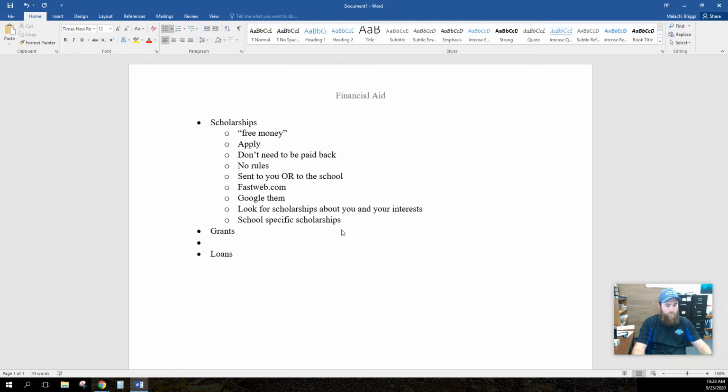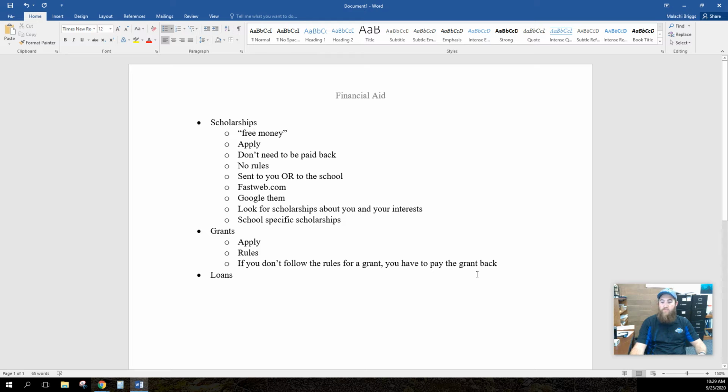Okay, grants. So you have to apply for grants. There are rules for grants. If you don't follow the rules, you have to pay the grant back. The requirements for grants are usually a bit more strict and require a bit more of you than scholarships.